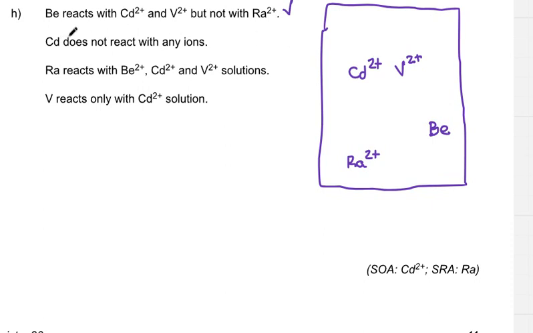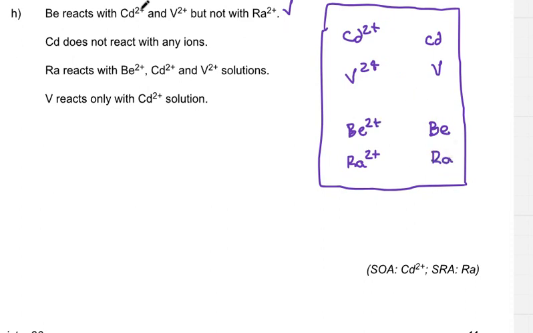Cadmium metal does not react with any ions. That means cadmium metal must be higher than all of these things, so that all the lines are uphill, all of them are non-spontaneous. So from that we get cadmium's got to be even higher than vanadium is. V2 plus, we'd have V over here. Beryllium looks like that, and we'd have radium metal like so.